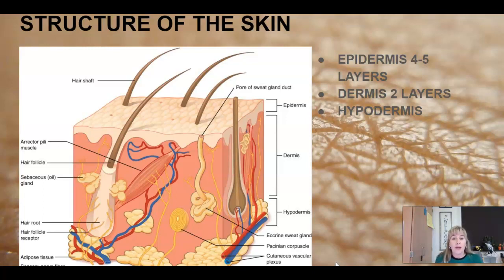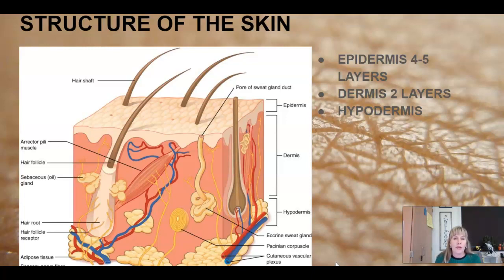And underneath that, we have our hypodermis, and our hypodermis is basically connective tissue, and quite often it is adipose tissue, as shown here. So let's talk about a couple of the structures, which are basically appendages of the epidermis.